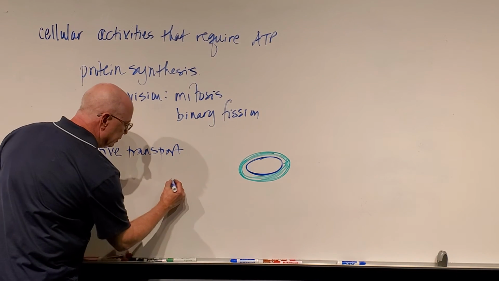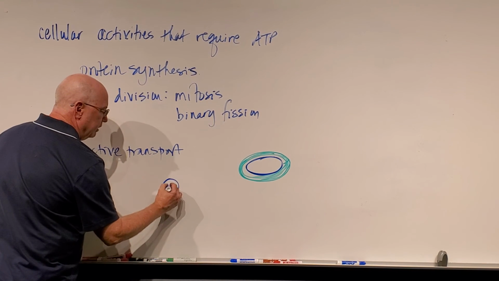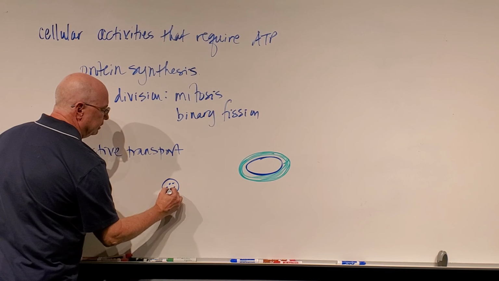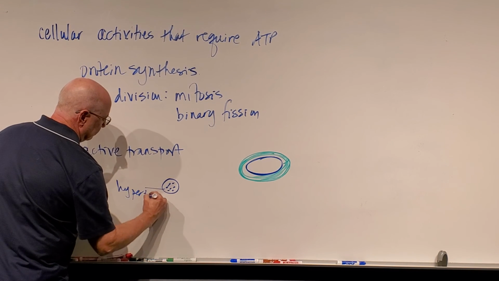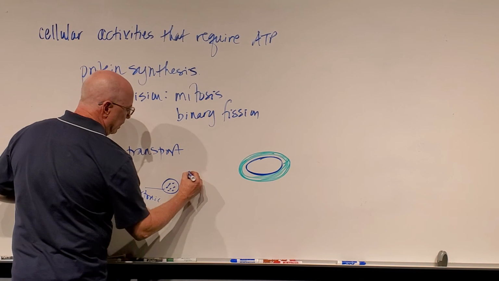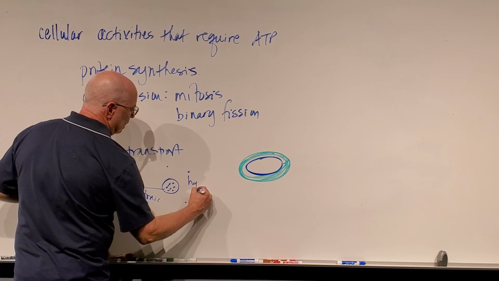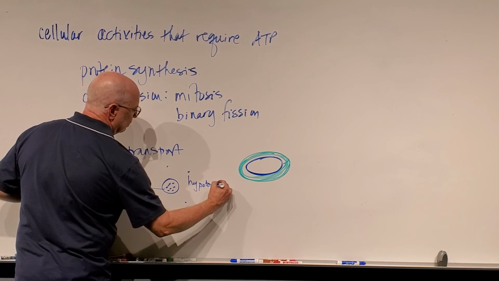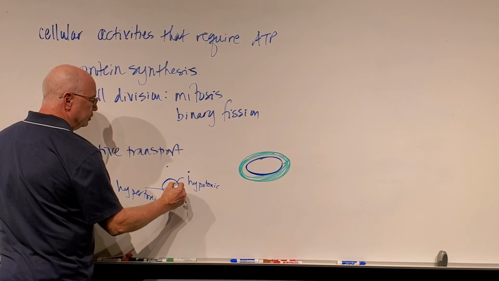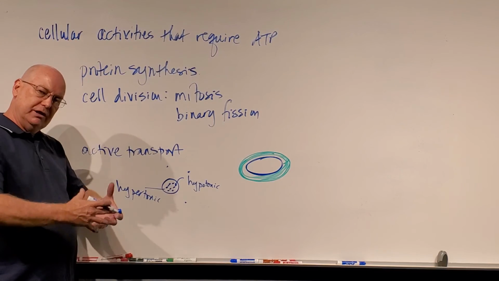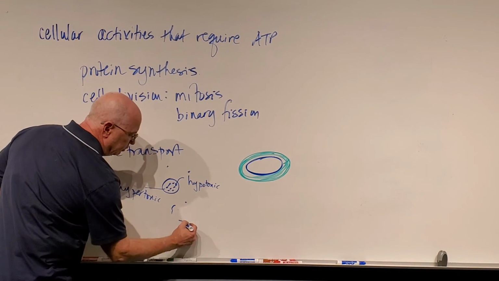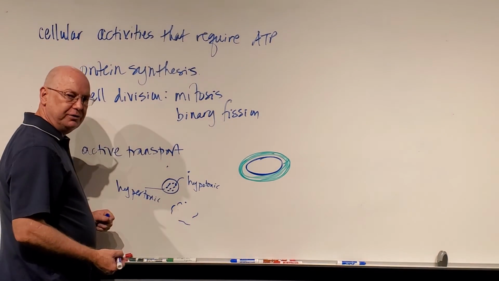Because if I took a cell that does not have a cell wall and I put a whole bunch of salt inside the cell and I made the inside hypertonic, and the outside only has a little bit of salt and it's hypotonic out here, then water is going to move. Since the proteins can't cross, the water will move into the cell, it will swell, and eventually the cell will rupture and kill the cell.